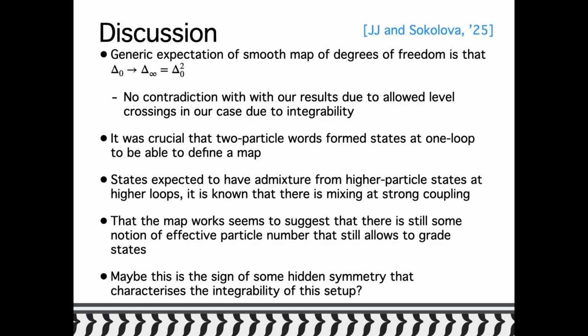It was very crucial that two particle words formed states at one loop to even be able to define a map. Of course, at higher loops, you expect there to be admixture from higher particle states. And also at strong coupling, you know that the eigenstates are made up of contributions of multi-particle states. So it is interesting, of course, that even though you wouldn't expect this map to persist, it does. That the map works really seems to suggest that there is still some notion of effective particle number that allows us to grade states. And that's why this map seems to be working.